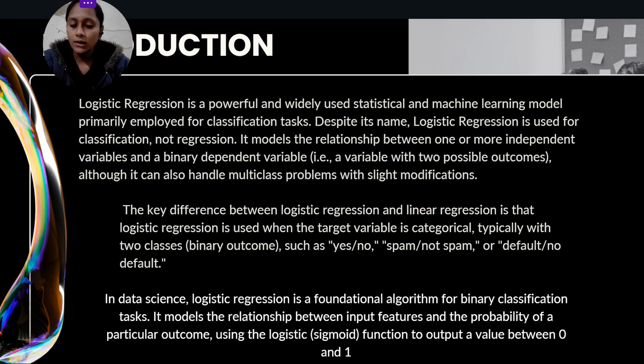The key difference between logistic regression and linear regression is that logistic regression is used when the target variable is categorical, typically with two classes such as yes or no, spam or not spam, default or not default. In data science, logistic regression is a foundational algorithm for binary classification tasks. It models the relationship between input variables and the probability of a particular outcome using the logistic function to output a value between 0 and 1.